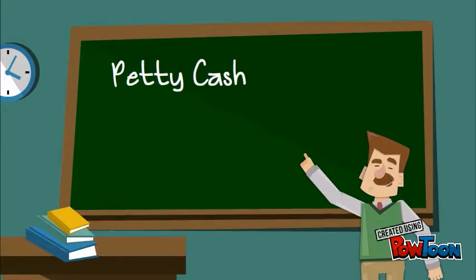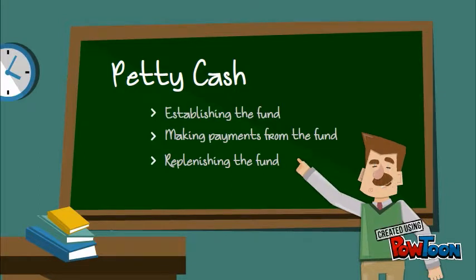A petty cash fund is the amount of cash kept on hand to pay for minor expenditures, and it generally involves three activities: establishing the fund, making payments from the fund, and replenishing the fund.